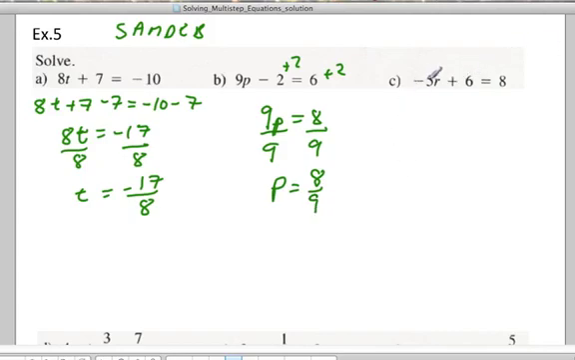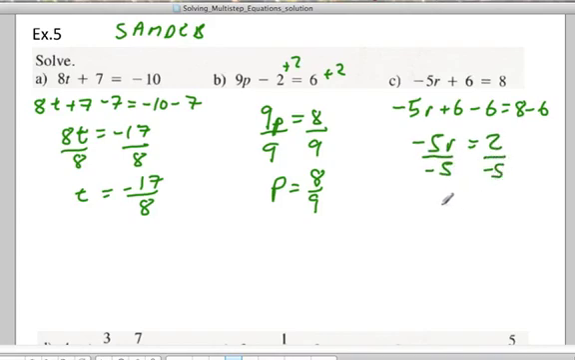Here we have negative 5r plus 6. So to get rid of the plus 6, we're going to subtract 6 from both sides. So negative 5r plus 6 subtract 6 is equal to 8 subtract 6. Negative 5r is equal to 2. Divide both sides by negative 5. And we get r is equal to negative 2/5.